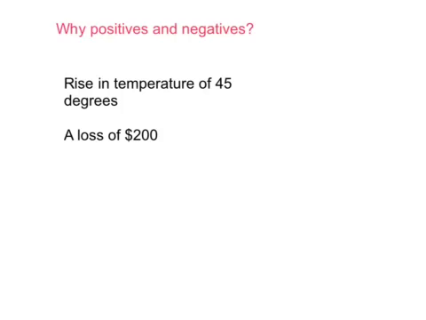Okay, so why do we have these integers, and why is there a need for positive and negative numbers? Well, let's think about just these statements. A rise in temperature of 45 degrees can be represented by a positive 45, whereas a loss of $200 can be represented by a negative 200. So there is a need for positives and negatives because we do take things away from a value, and sometimes we're left with numbers that fall below 0.